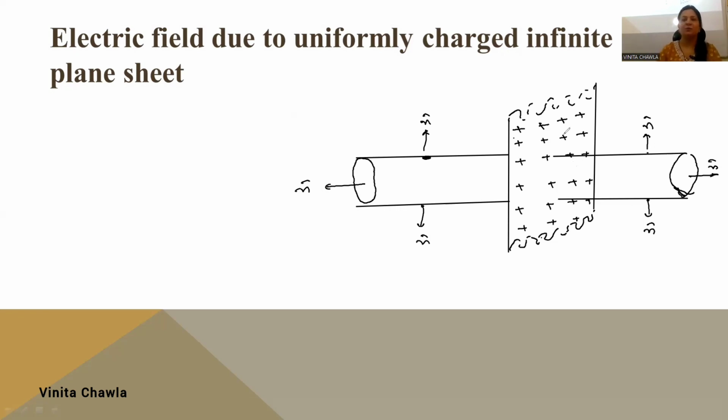Because we have this positive charge here, what should be the direction of the electric field? The direction of the electric field is outward, away from the positive charge. So this is the direction of the electric field.